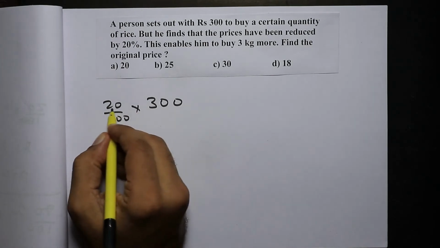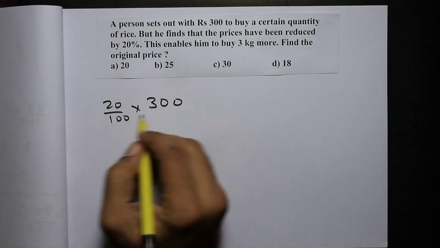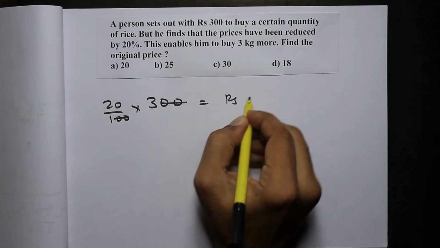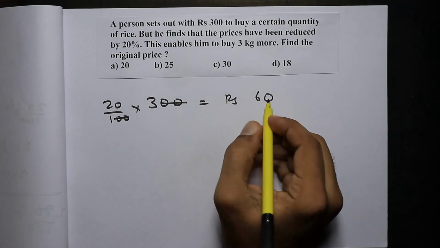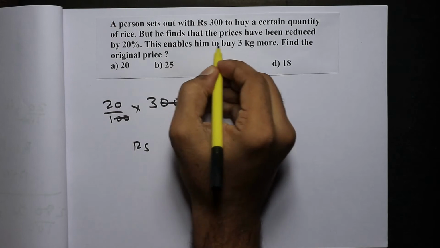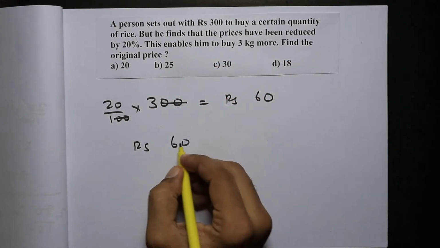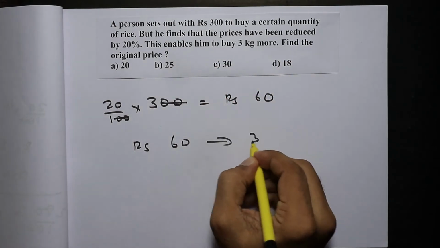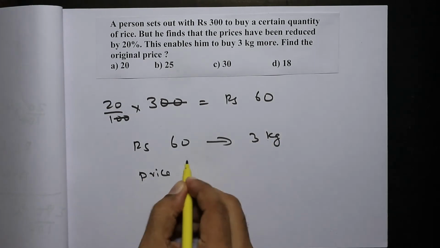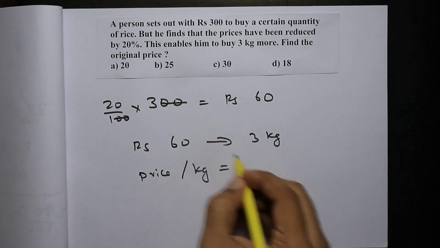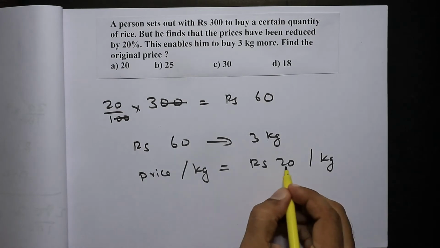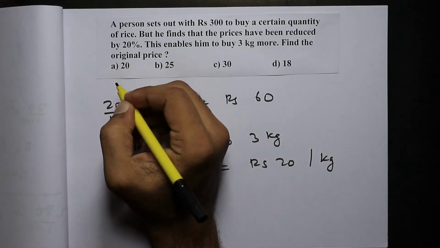What he has is 20% of this 300. I'll cancel out the zeros. So 20 into 3 is rupees 60. So now he has rupees 60 with him. And this enables him to buy 3 kilograms more. So with this rupees 60, he is able to buy 3 kilograms, which means that the price per kilogram is equal to rupees 20 per kilogram, and that is after the 20% reduction.